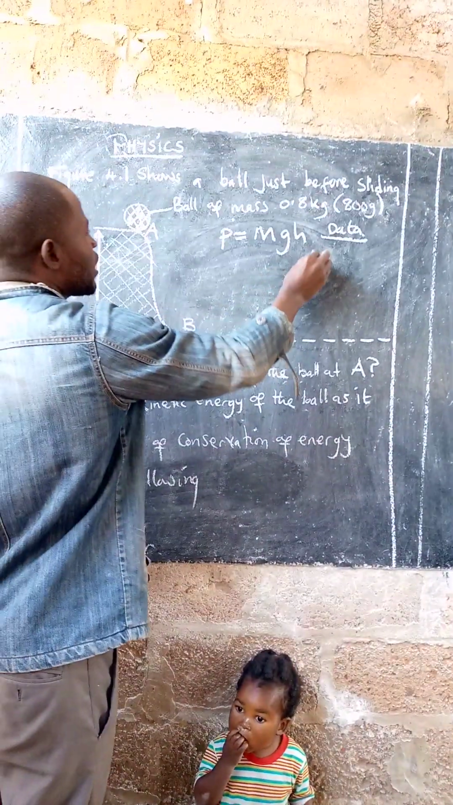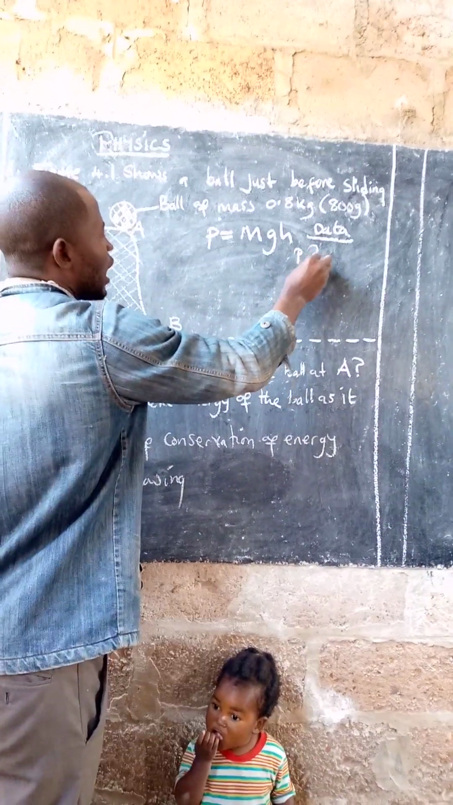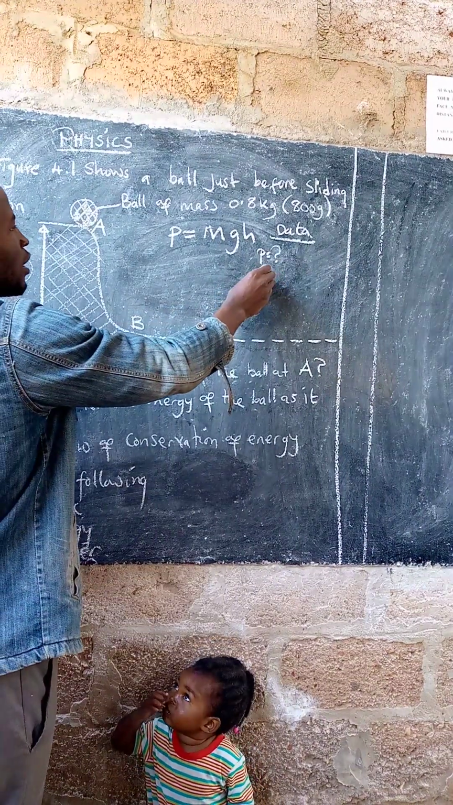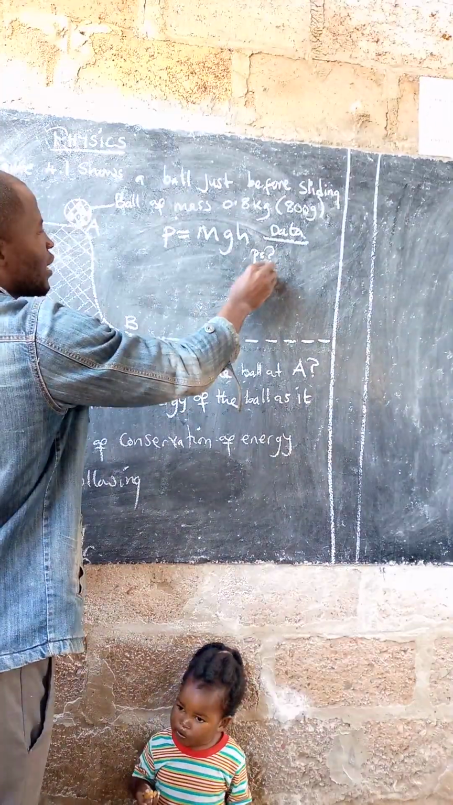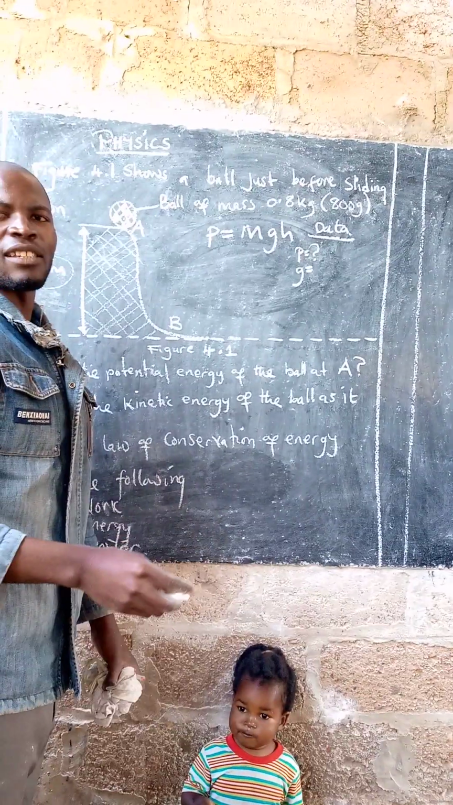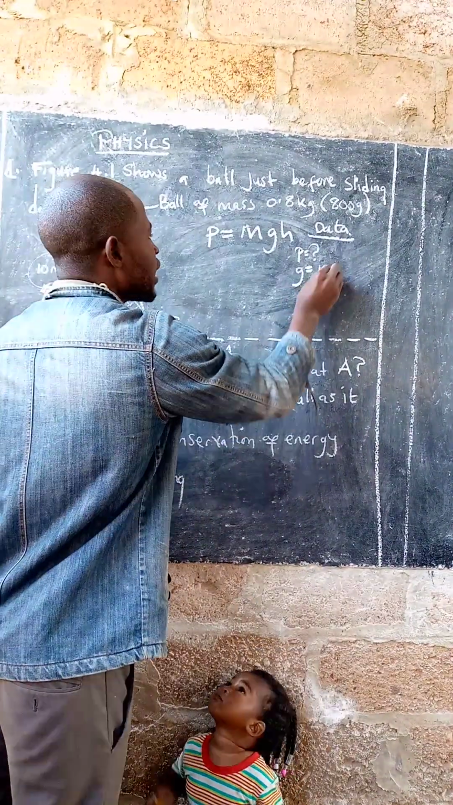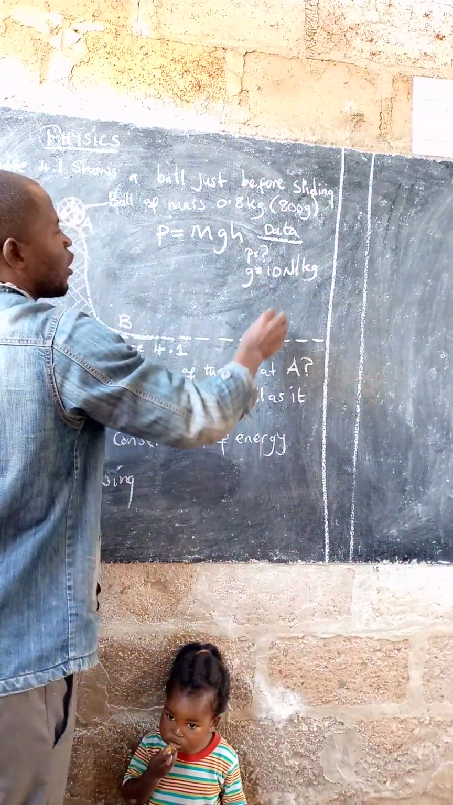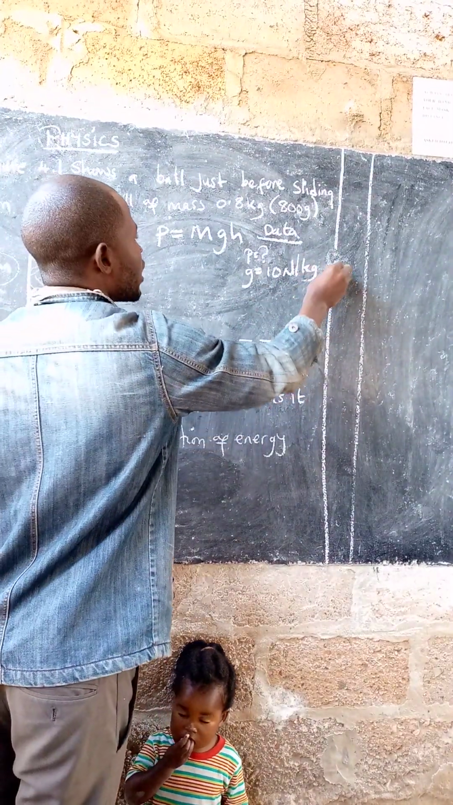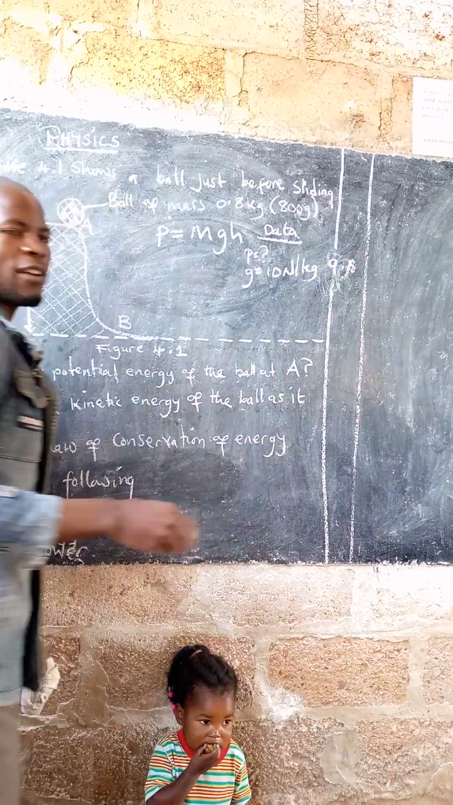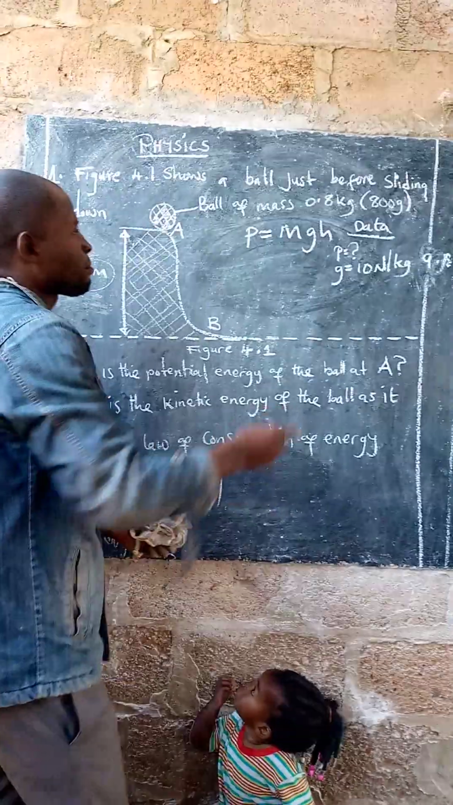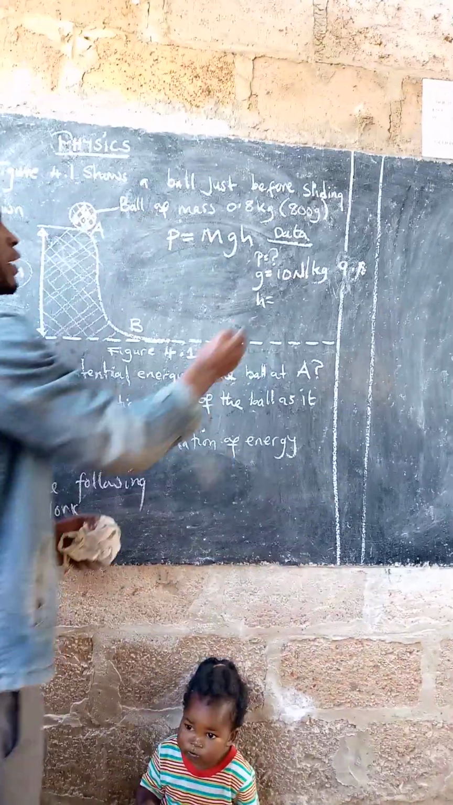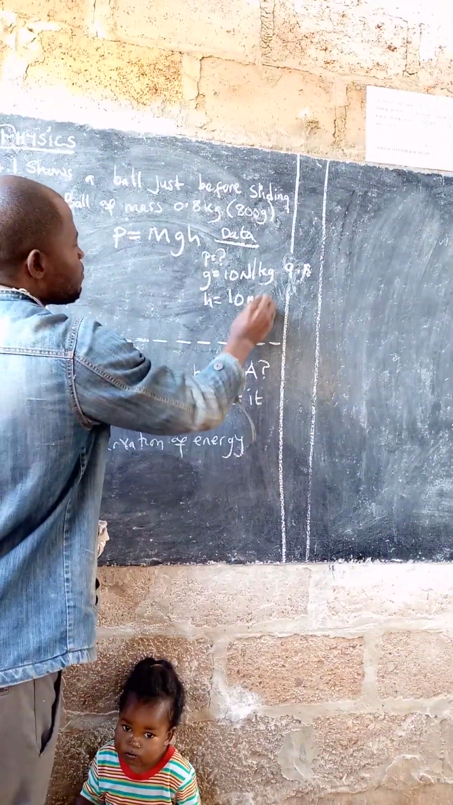The first thing you say, potential energy is the one we are looking for, so you put a P and a question mark. And then gravity, we have got how many? 10 Newton per kg. Or you can say it is 9.8 if you have not rounded it off. Is it clear? And then we have height. What is our height here? It's 10 meters.